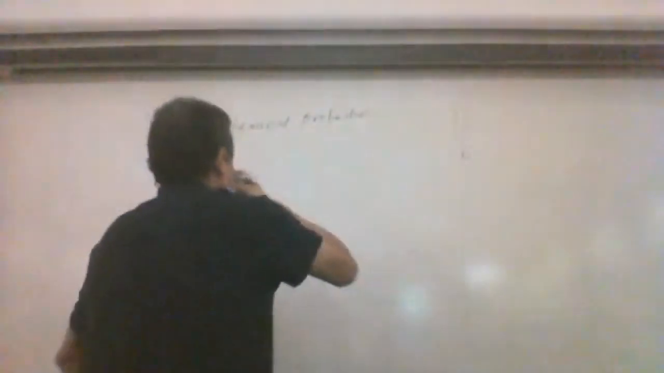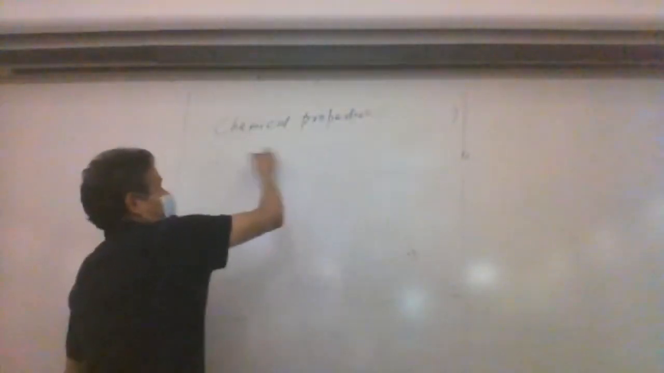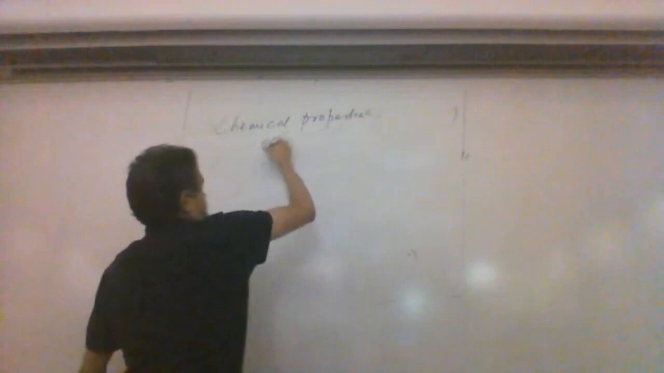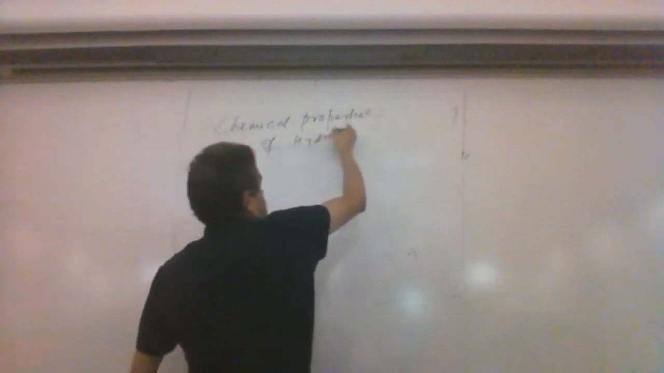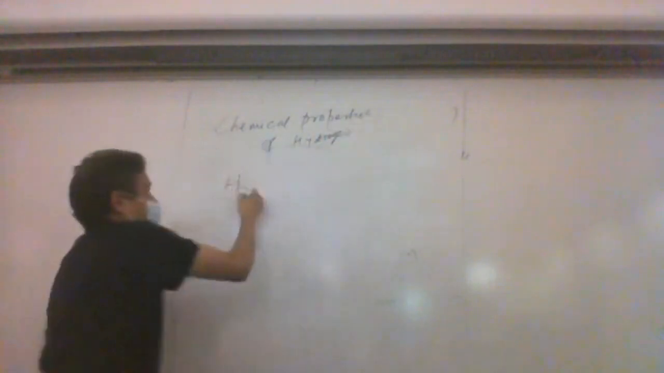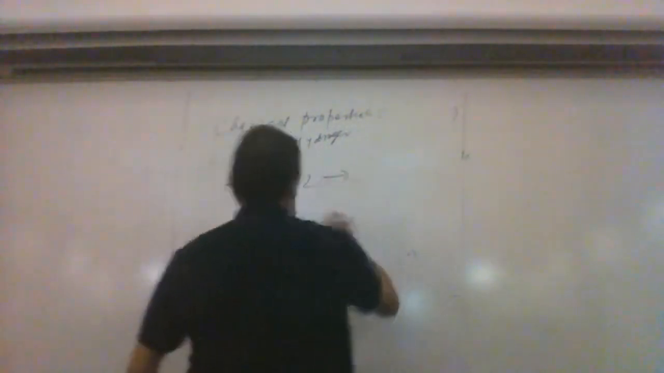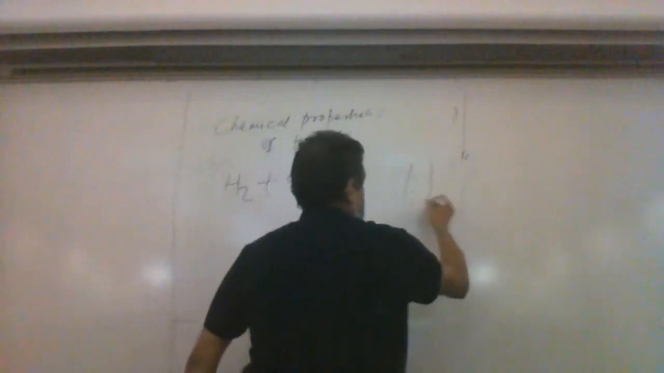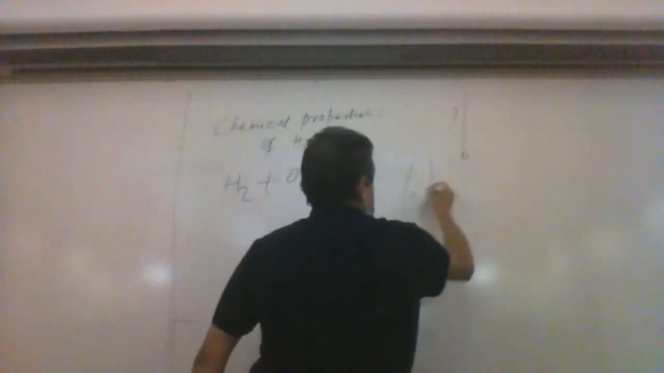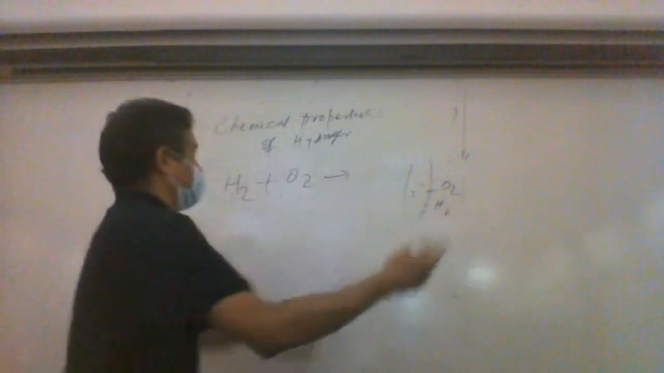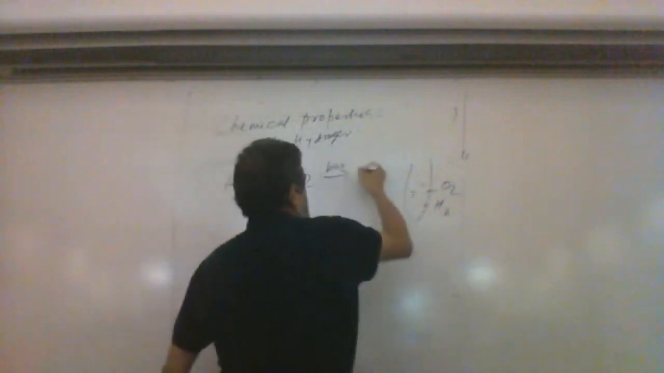Right? So let's look at the chemical properties of hydrogen. Now I have this hydrogen here. I want to mix it with oxygen. I mix it with oxygen here and I burn it. You see, I have a test tube here, I have hydrogen here and some oxygen here. And now I want to burn it. Burn. Now I will see water.